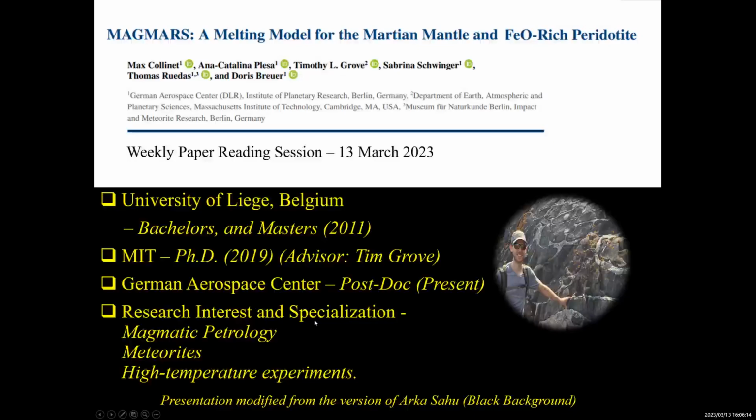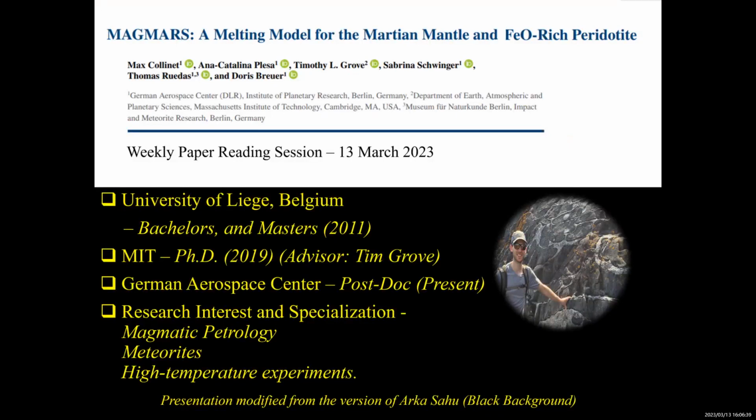So today we're going to discuss this paper called MAGMARS, a melting model for the Martian mantle and the FeO-rich peridotite. It's a paper mainly based on thermodynamic modeling using MATLAB, which they call MAGMARS, simulating the melting of the Martian basalt source conditions.